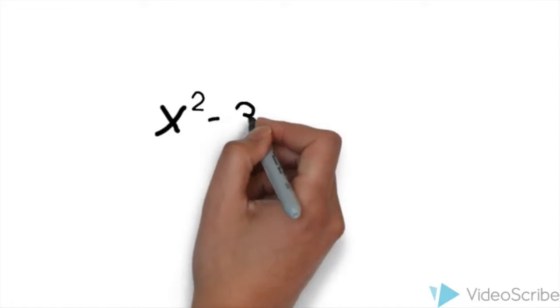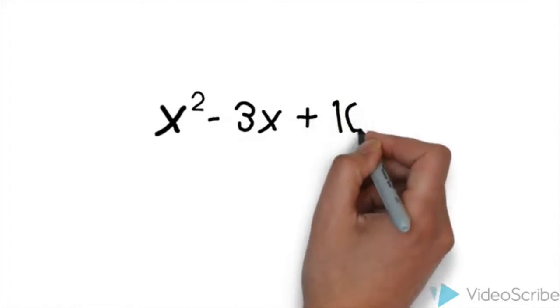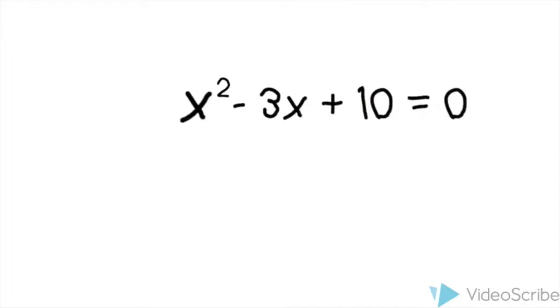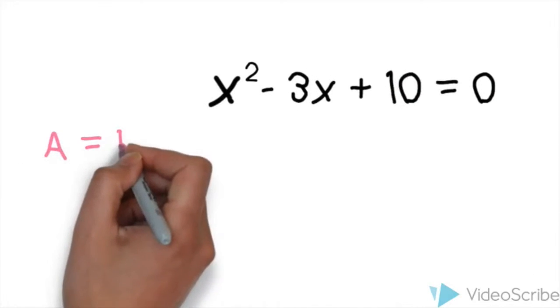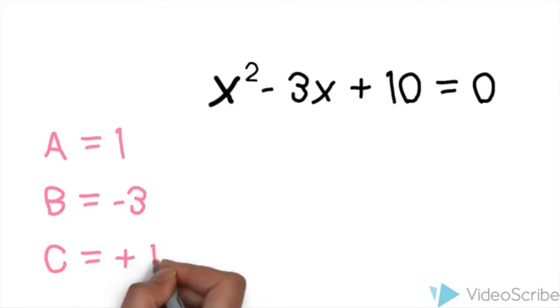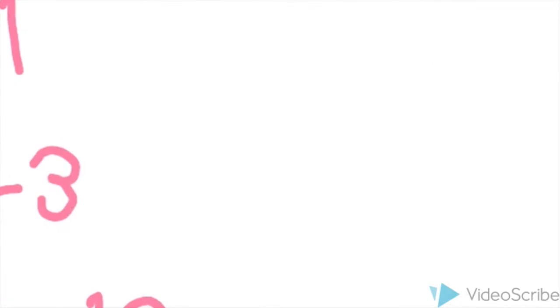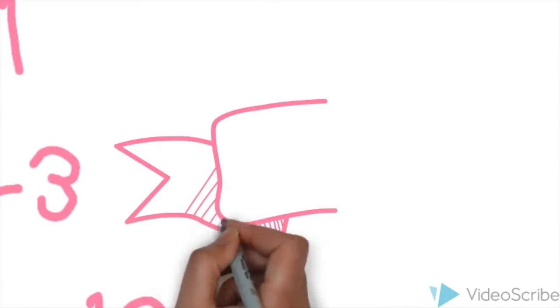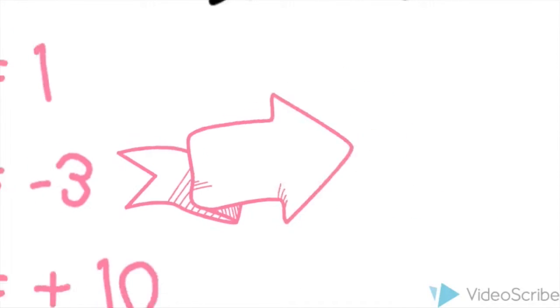For example, x squared minus 3x plus 10 equals 0. To solve for x, we know that a equals 1, b equals negative 3, and c equals 10. We'll input these values into the quadratic formula.